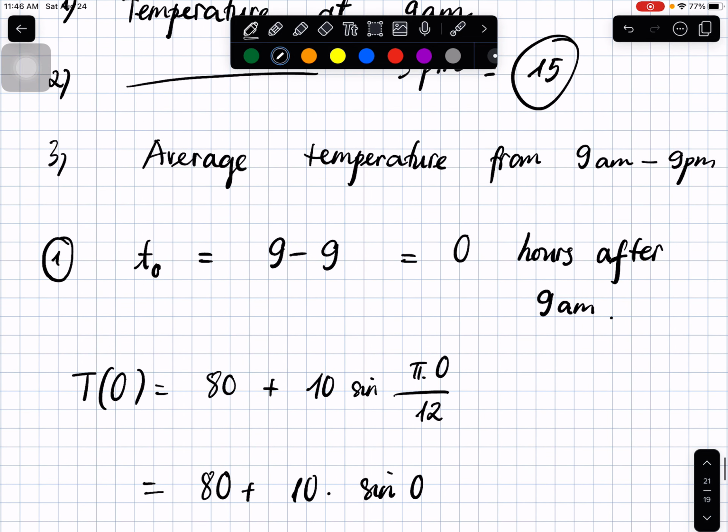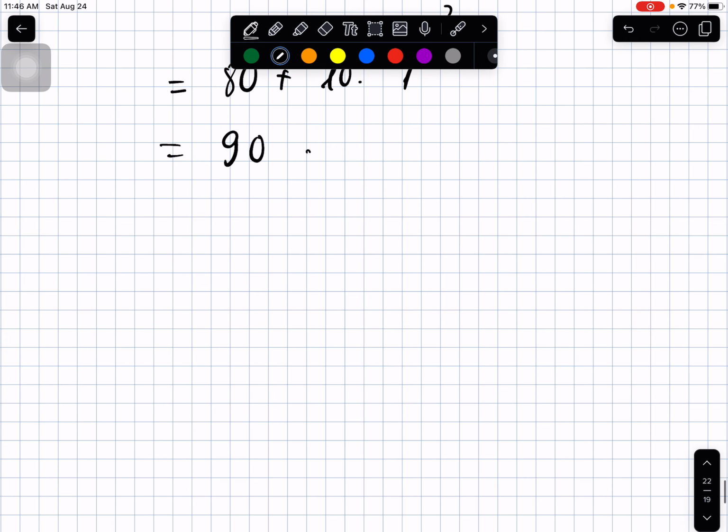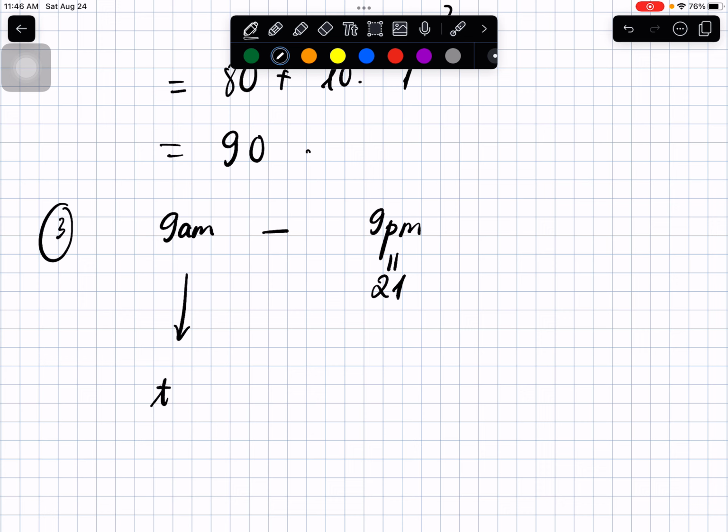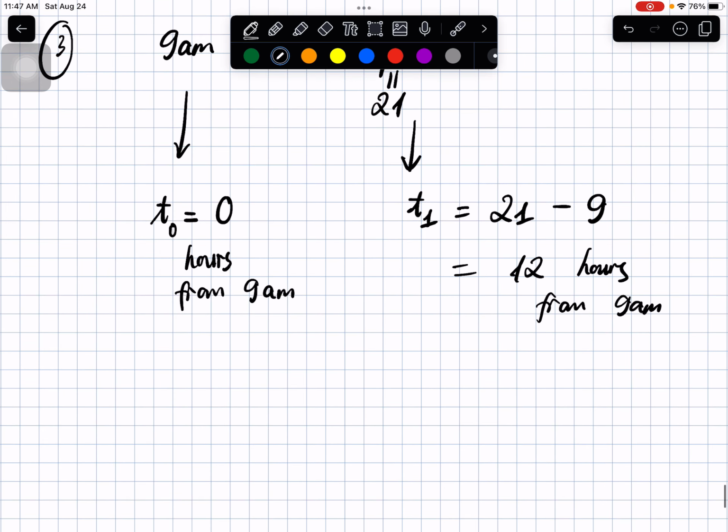What's the last one? The average from 9 a.m. to 9 p.m. 9 a.m. is 0. From 9 a.m. to 9 p.m. this is 21, right? So T0 is 0, which is 0 hours from 9 a.m. And T1 is 21 minus 9, so 12 hours from 9 a.m. Therefore, we need to compute.